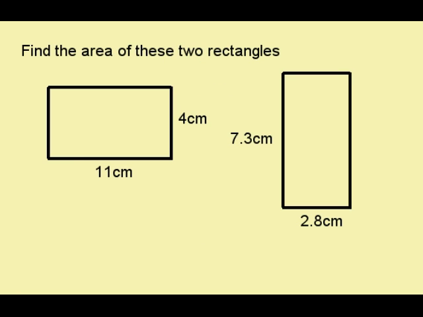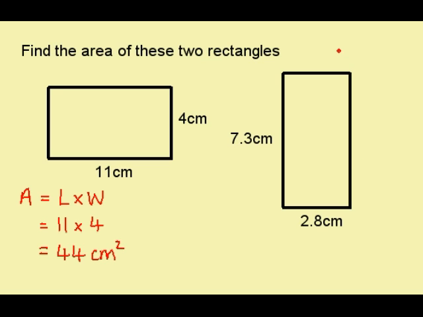These would be typical exam questions. The examiner wants to see your working as well as the final answer, so you need to make sure you set them out correctly, like this. We know the formula is area equals length times width. I can see the length of this rectangle is 11 and the width is 4. I can now multiply: 11 times 4 is 44, and my units are centimetres squared.